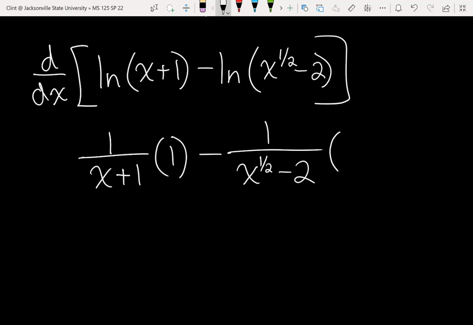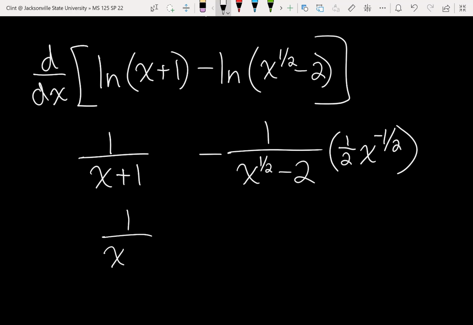1 over x to the 1/2 minus 2 times... so that thing we had before is equivalent to this. But to me, that's a lot easier to get there. And there's probably something you do to clean up a little bit, but that's okay. For sure, we can get rid of our 1 over here. And then we can clean up a little bit.